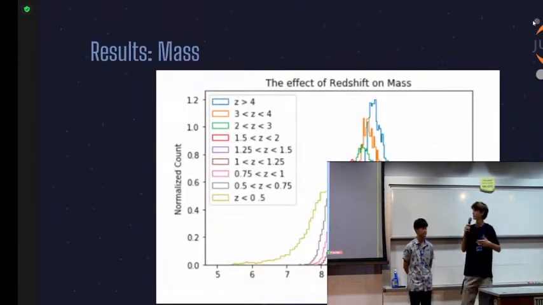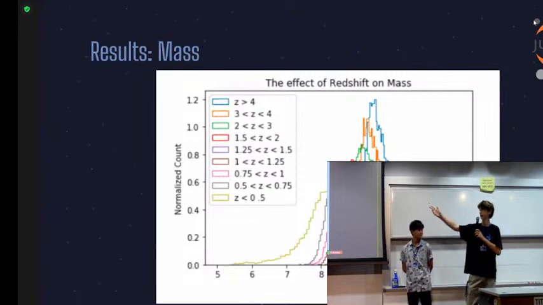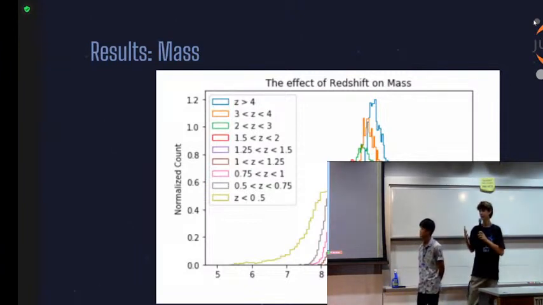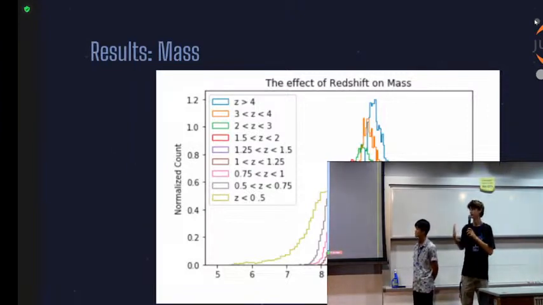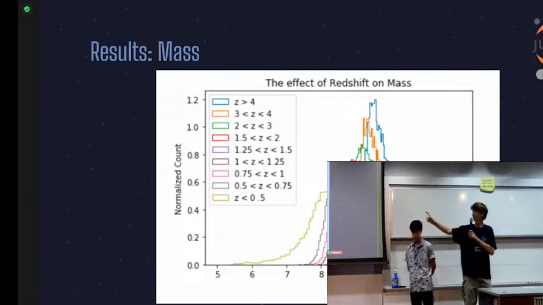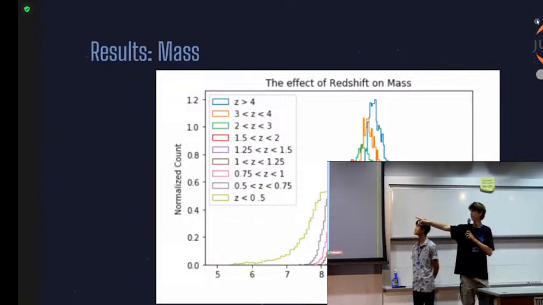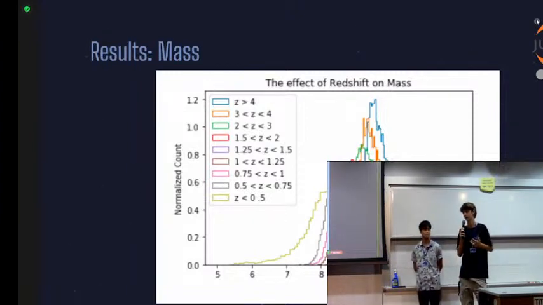For our results, the first results that we found were the effect of redshift on mass. Each of these lines corresponds to one of the bins that we made for our redshifts. The blue part of the graph would be a redshift greater than 4, the orange part would be a redshift between 3 and 4, and it goes down the list, as you can see in the table. These results actually showed that with higher redshifts, you're getting a correspondingly higher mass, which was the opposite of what we expected.